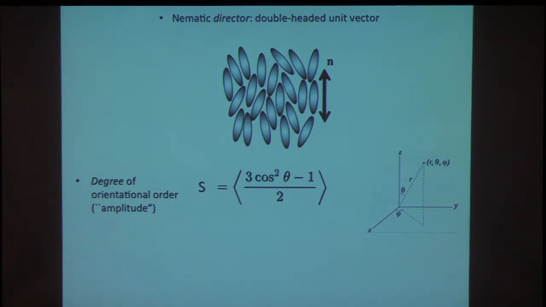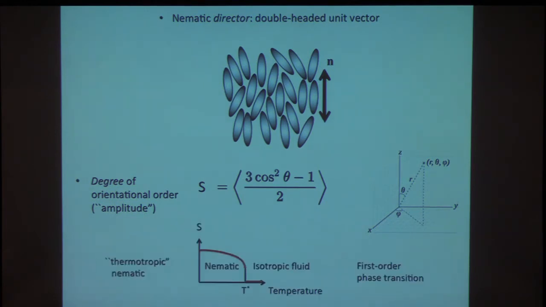So it is a reasonable indicator of the amount of order. S equals 1 is fully ordered, S equals 0 is fully disordered. Now, experimentalists can measure the degree of order in a variety of ways, and it's possible to change it, for example, by changing the temperature.